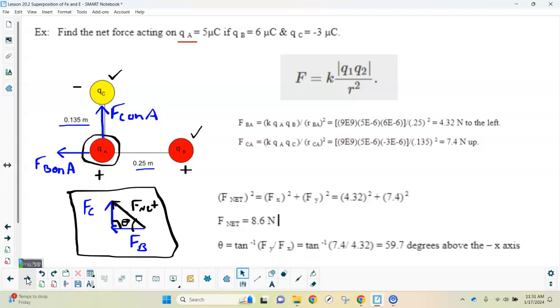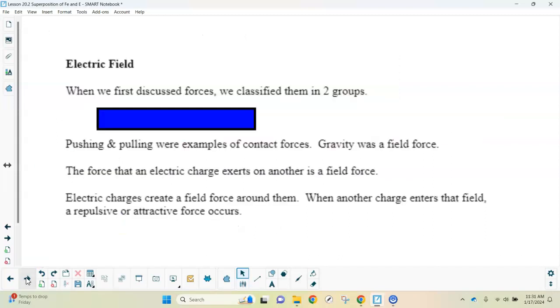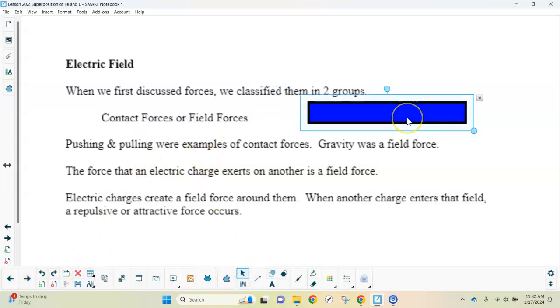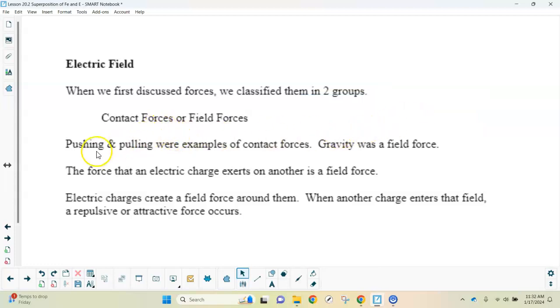And electric field is similar to electric force, but it's not exactly the same. Before we get into electric field, when you took your first general level physics class, you probably talked about different types of forces. We classified them into groups, and the two groups were contact forces and field forces. Contact forces were forces where things were touching. So if I pushed or pulled on something with my hands, that would be a contact force. Field forces are ones where touching was not required. Like the force of gravity is a field force. Magnets are a field force. Electric force is a field force. So the charges don't actually have to touch to influence each other.